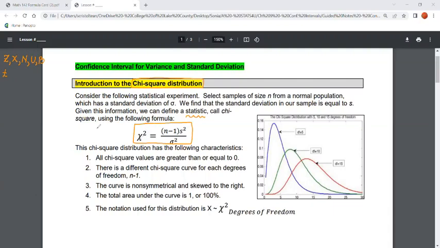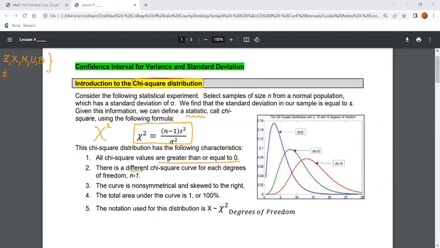So the symbol right here, it's a new symbol, it's like an elongated X, chi, and it is squared. You see this value right here? It is squared for a reason, because if we look at the following characteristics, we realize that all chi-square values are greater than or equal to 0. This is something new. None of these distributions that we talked about had these characteristics. These distributions were symmetric distributions, but this one is not symmetric. All values are greater than or equal to 0.